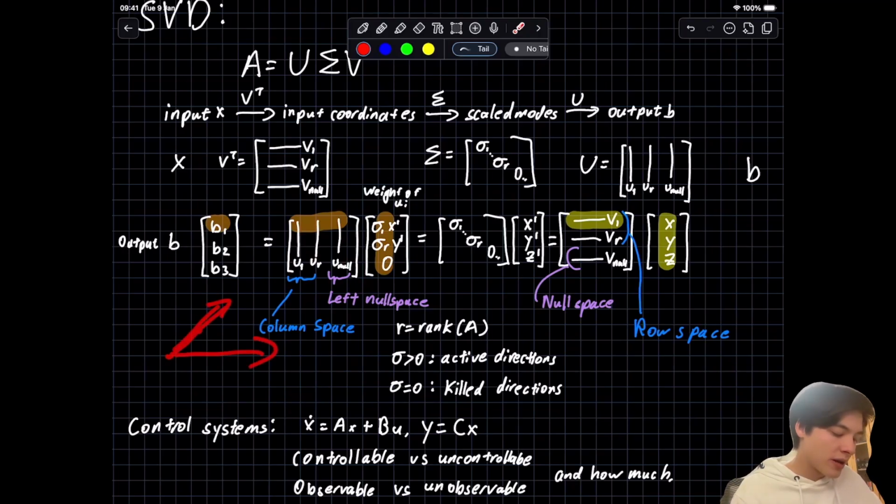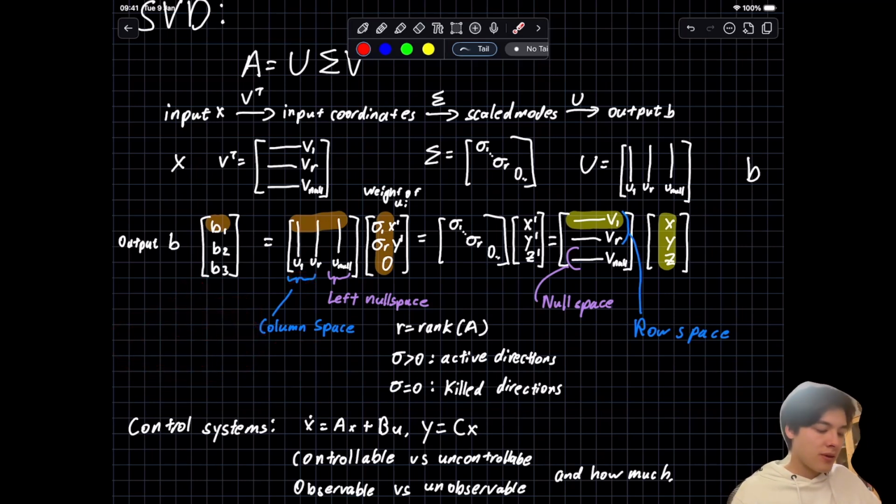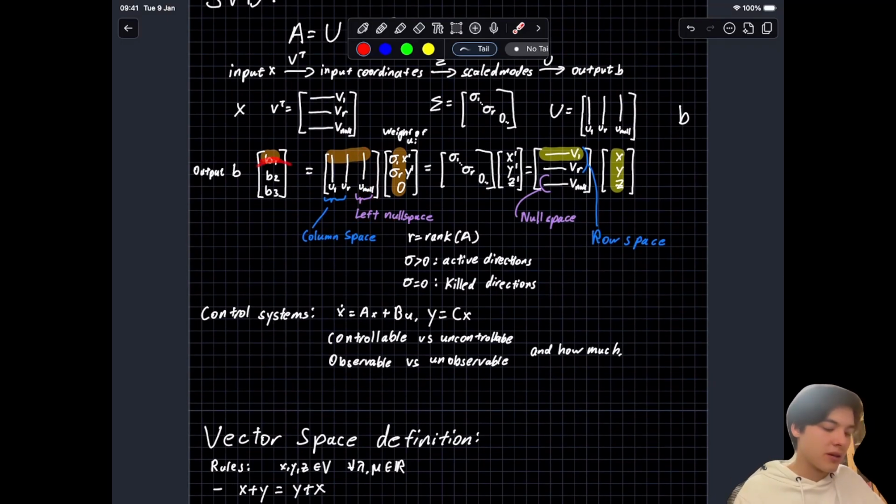So for example, if this and this are achievable, we can achieve every point on the plane. If it's 3D and we only have these two vectors, u1 and u2, in the column space, only whatever is on the plane is achievable. We can only move in this direction, but we cannot move up. So this describes the relationship between x, y, z, or the inputs. And whatever is here, the left null space, this direction is not achievable. And that's how we get our b, this times this.